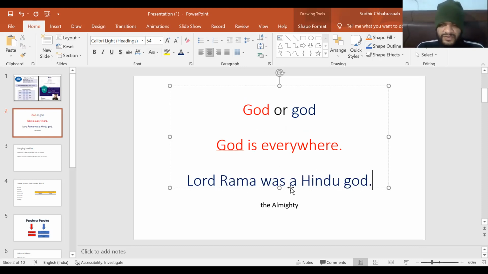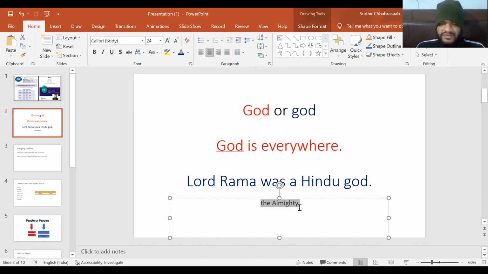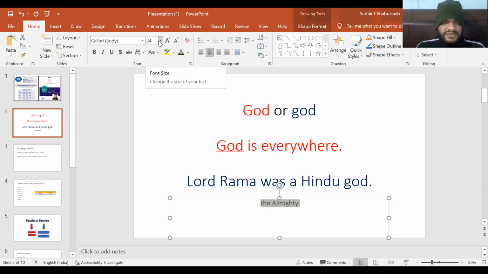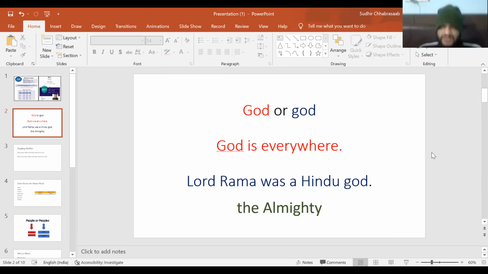So when you refer to prophets, when you refer to the physical forms, it's just as common as the word boy, linguistically. Fine. And then the Almighty, with the A capitalized, is again used for the God that is everywhere, the omnipresent. So the A should be capitalized always. So God or god, God is everywhere. Lord Rama was a Hindu god, the Almighty. It's the same as God, this one.